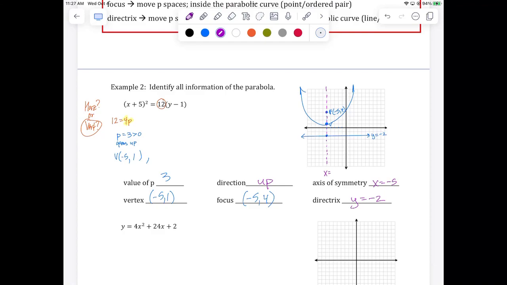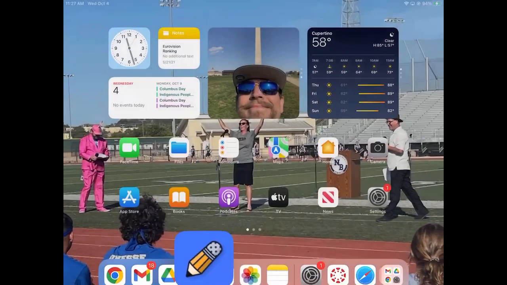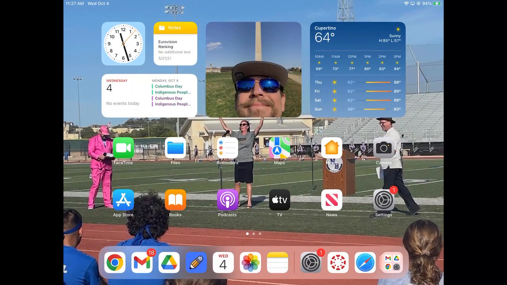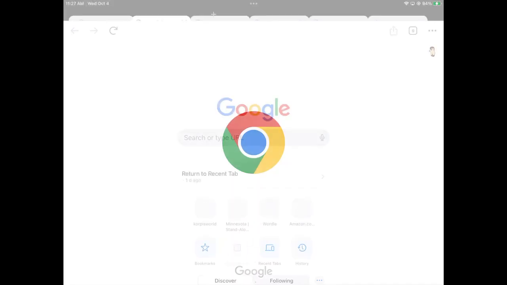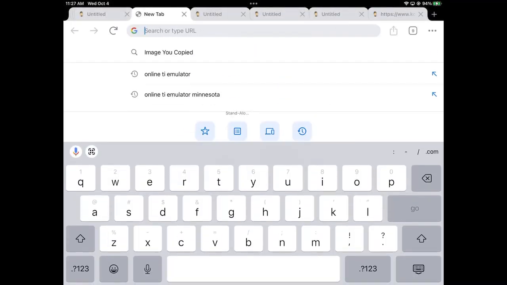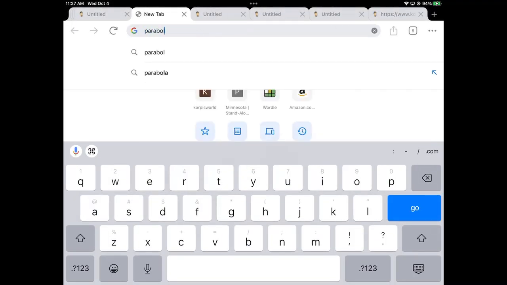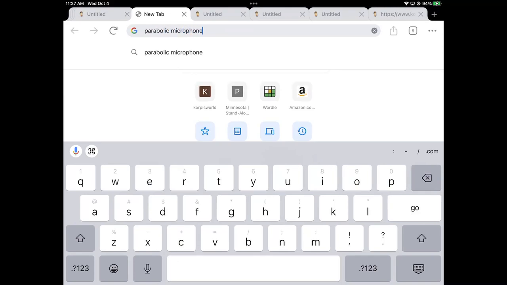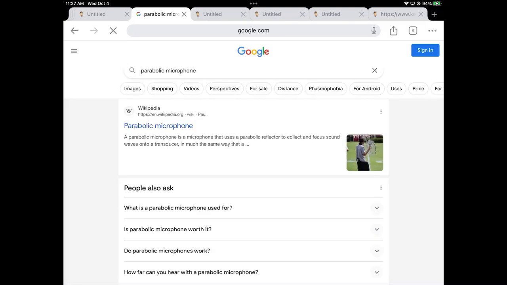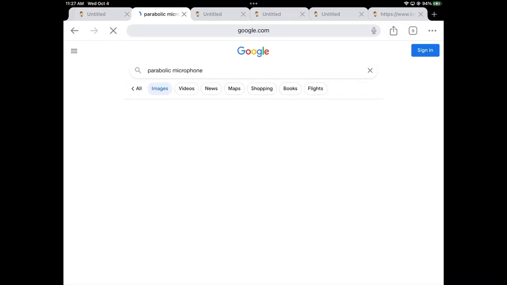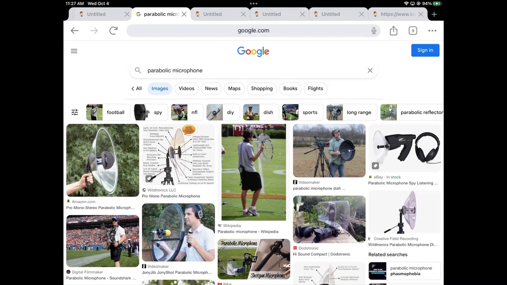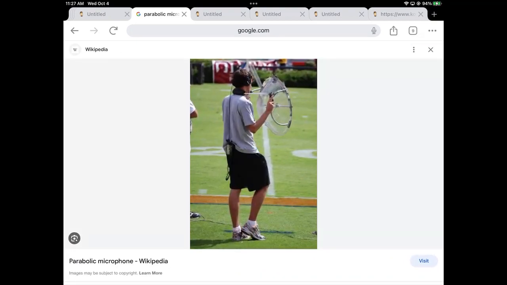Or look up parabolic microphone, and you'll see a guy just standing on the sideline at a football game. Let's actually do that together. If you want to turn your calculators in, parabolic microphone. There he is. There's the guy standing on the sidelines.